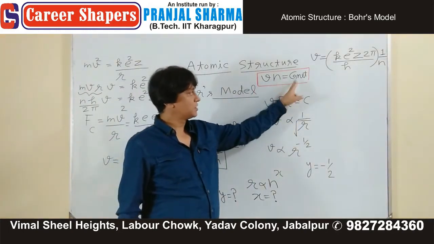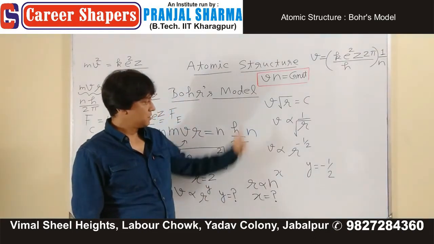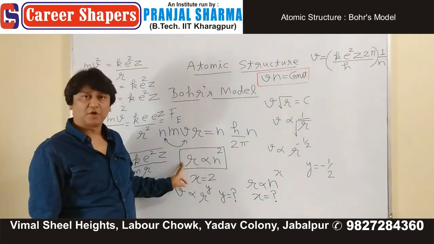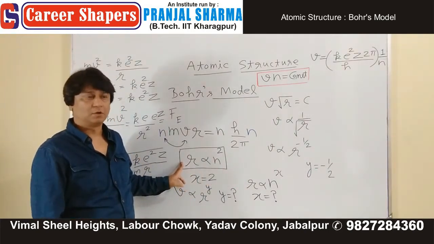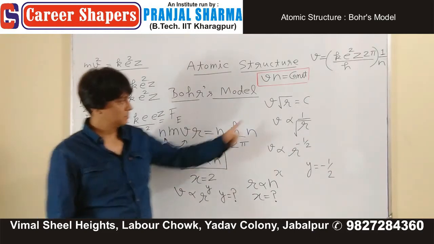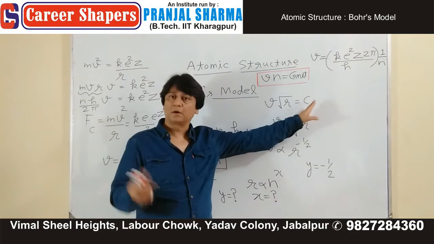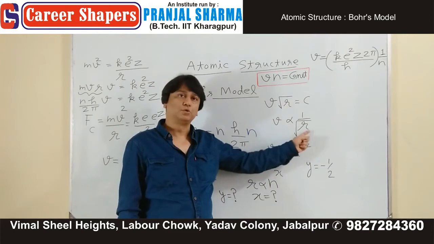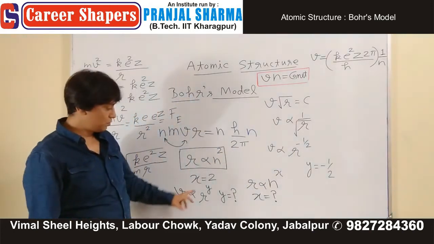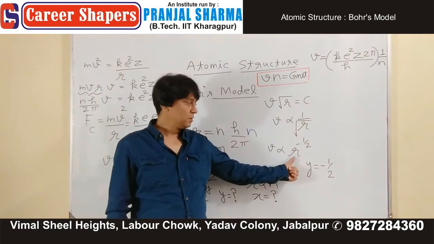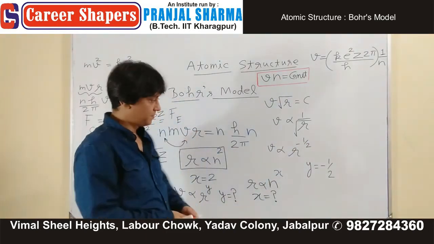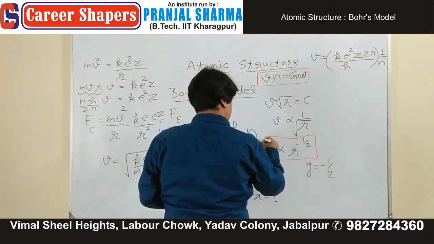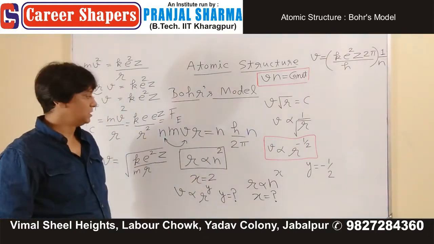V and N, the product is what? A constant. This N from this is nothing but some constant times root R. So other things are constant only. This gives us V is inversely proportional to square root R. But I'm asking you Y, and therefore this is coming minus half. Another result.